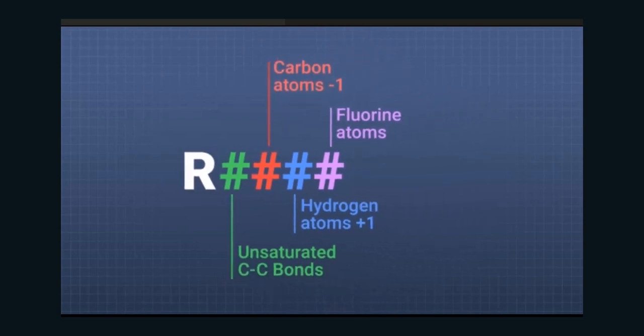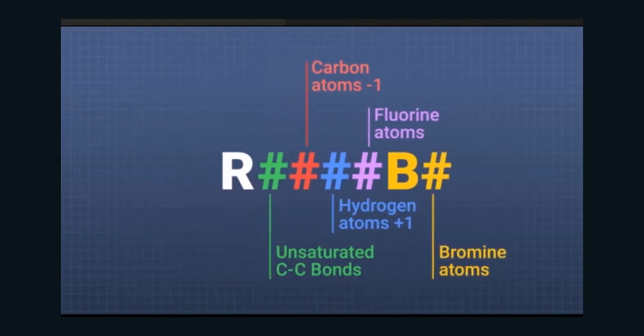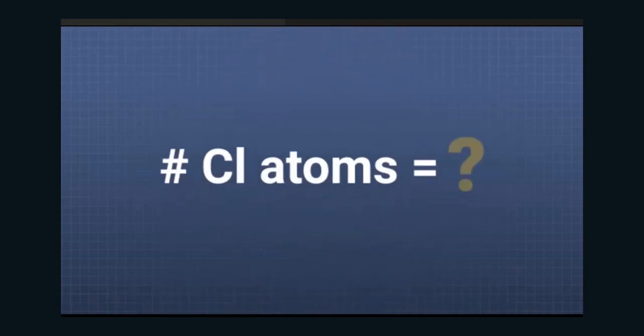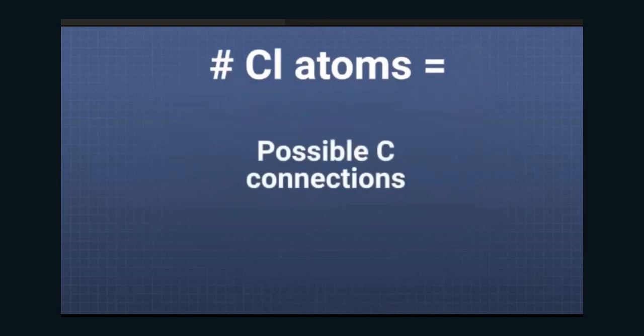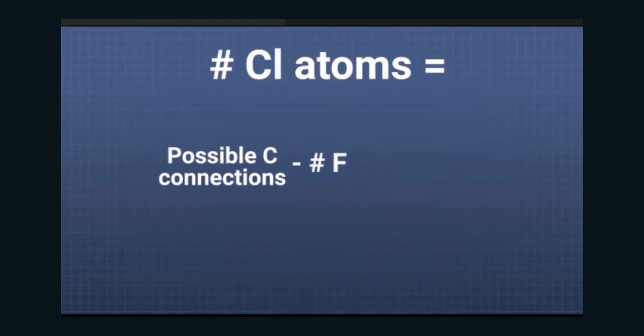For bromine-containing refrigerants, the letter B is added to the end of the number, followed by the number of bromine atoms present. For cyclic derivatives, the letter C is added ahead of the number. The number of chlorine atoms must be calculated. It is equal to the total number of atoms that can be connected to carbon atoms, 4 for methane derivatives, 6 for ethane derivatives, and so on, minus the total number of fluorine, hydrogen, and bromine atoms.